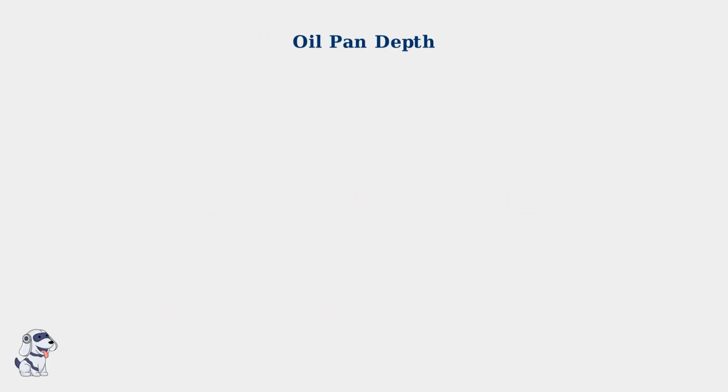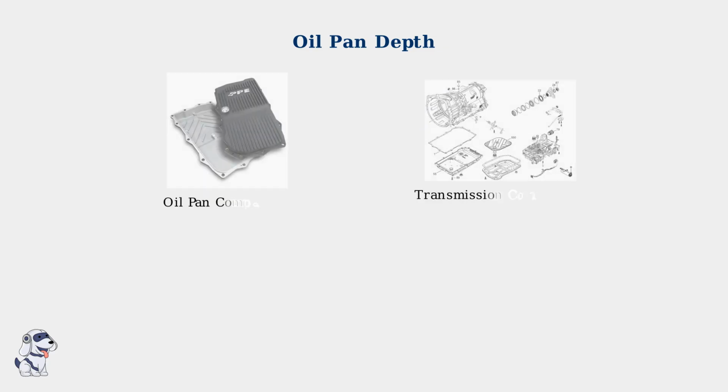One important difference between the 845RE and 8HP45 transmissions lies in their oil pan design. The 845RE may feature a deeper oil pan in certain applications, which provides several significant advantages. Here we can see examples of transmission oil pans and their relationship to the overall transmission assembly. The oil pan serves as the reservoir for transmission fluid and plays a crucial role in the system's operation.